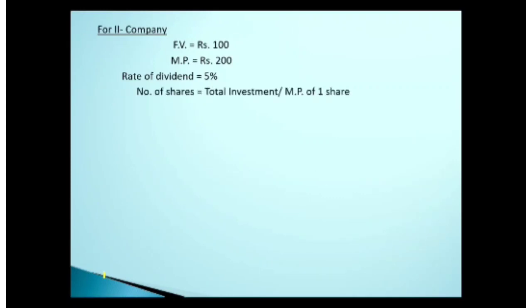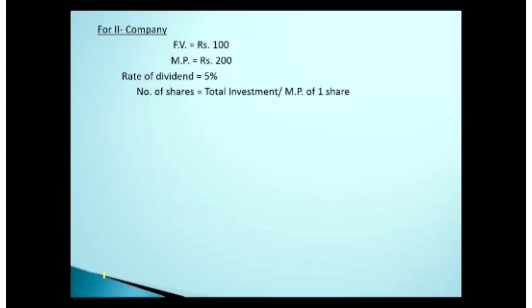So now we are going to put down the subtitle as second company. What is the face value given for the second company? 100 rupees. The market price given for the second company is 200. What is the rate of dividend given for the second company? 5%. All right. Now we are going to calculate the number of shares that was asked in the question.